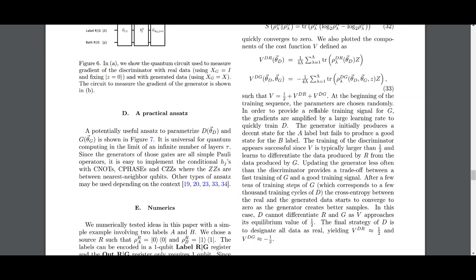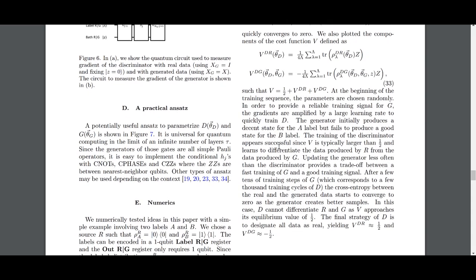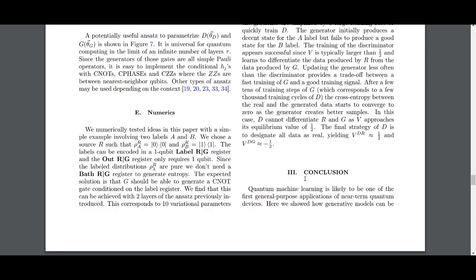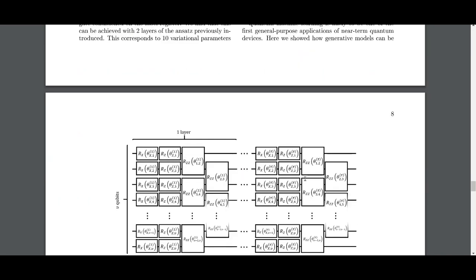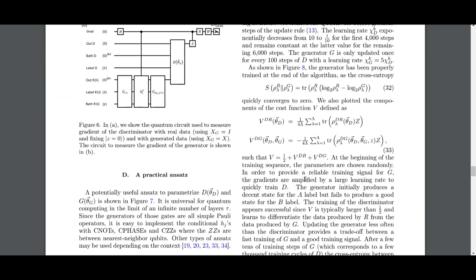So first the parameters are chosen randomly, okay, and quickly the trained generator should produce a decent state for the A label, but fails to produce a good state for the B label. Okay, so he basically explains what happens in the conclusion. So that's it.